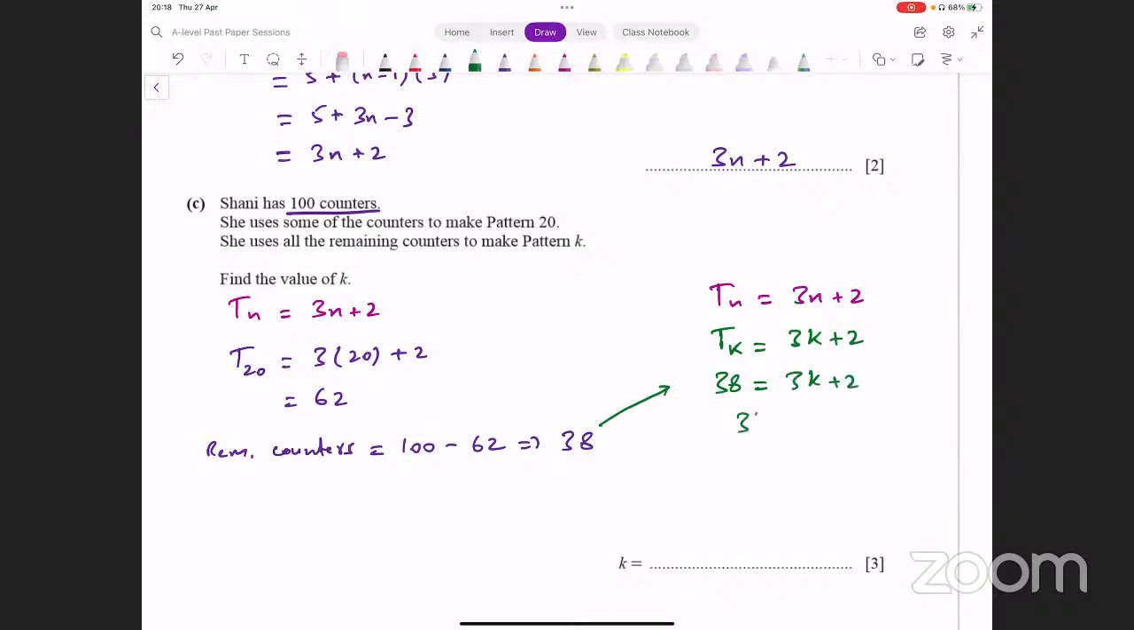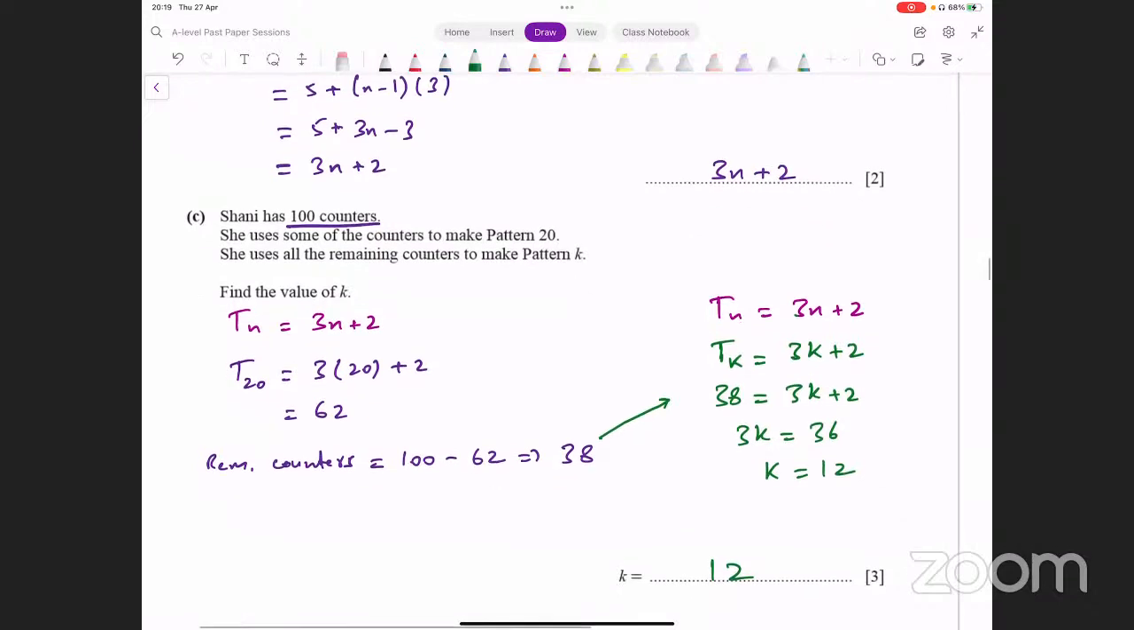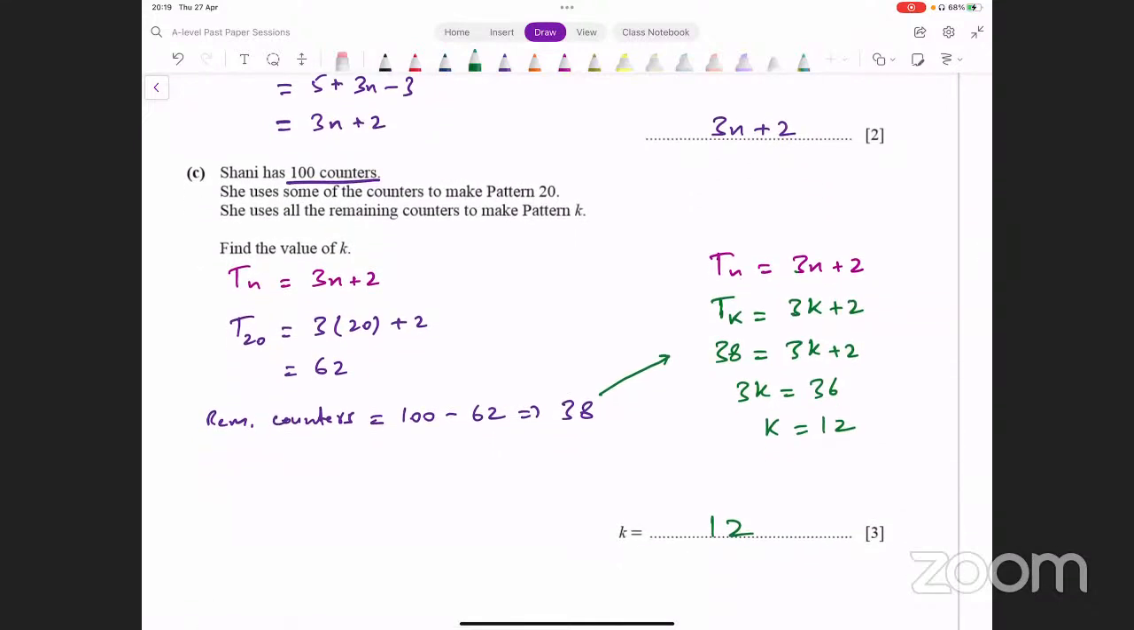2 goes to the other side and we get 3k equals 38 minus 2, that's 36, and the value of k turns out to be 36 over 3, which is 12. And that is what we were looking for here. The value of k turns out to be 12. Okay? So that is what we have in part C here. Let's move on.